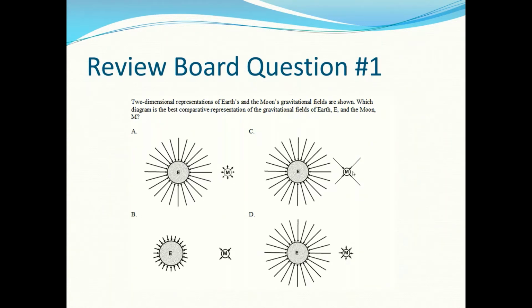So this shows Earth and the Moon, so we're trying to compare them. We want to pick one that shows that Earth has a stronger field. So what we want is for the lines to always go towards it. So A is out. But we want more dense lines from the Earth compared to the Moon, right? So D is out because the density looks the same. B and C are both correct for this one.